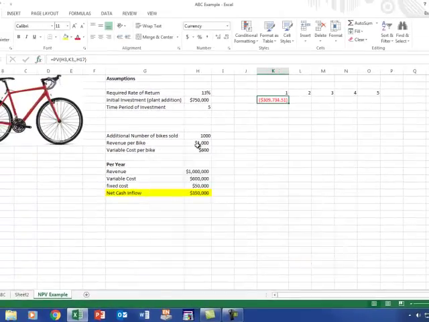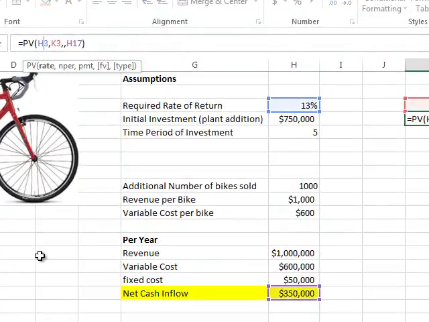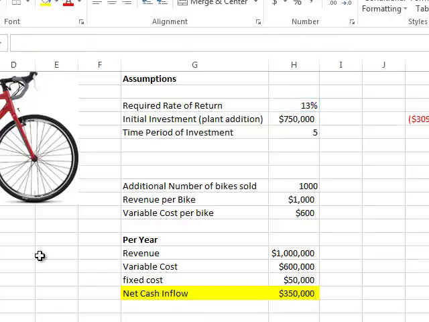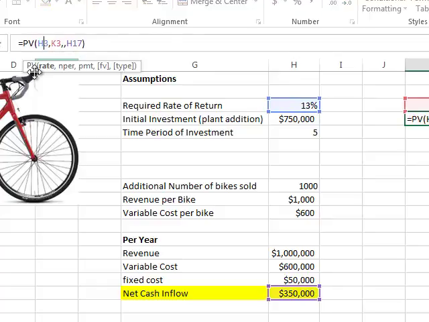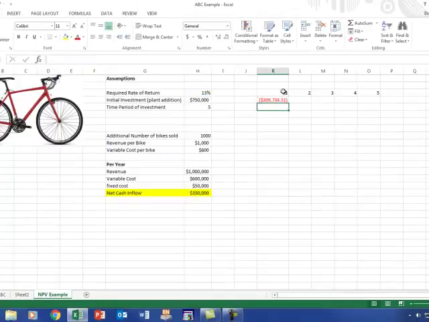So we click OK. For the first year, Excel automatically puts this in negative, but what this is saying is that the present value of $350,000 for the first year is $309,000. And so what we want to do is copy that formula over for the next 4 years. So I'm going to use absolute references for the interest rate so I can just copy this over, as well as the cash inflow. And that K3 is my time period, so that's going to change each and every year.